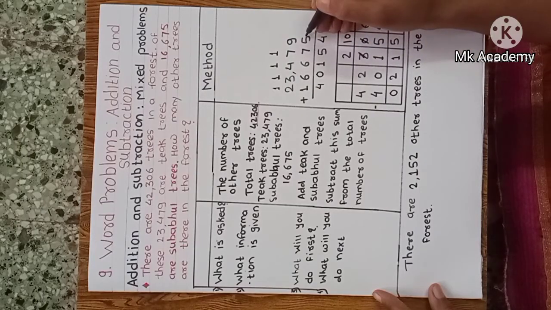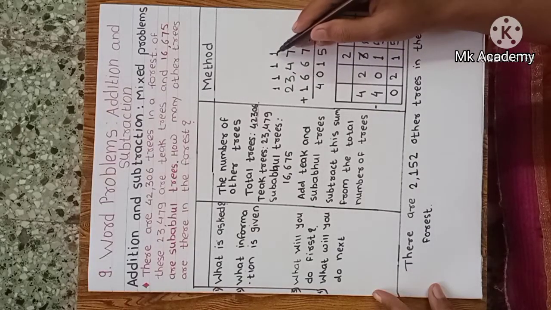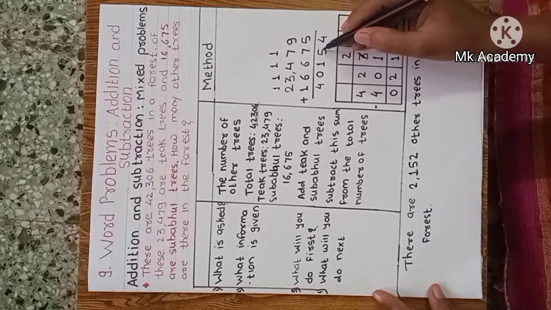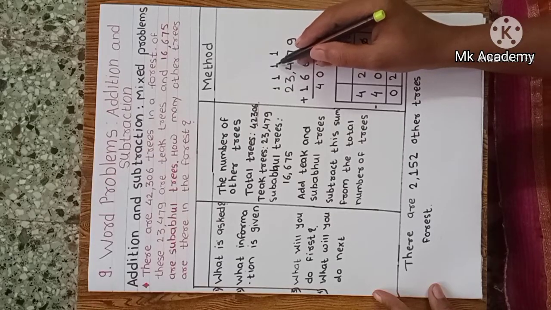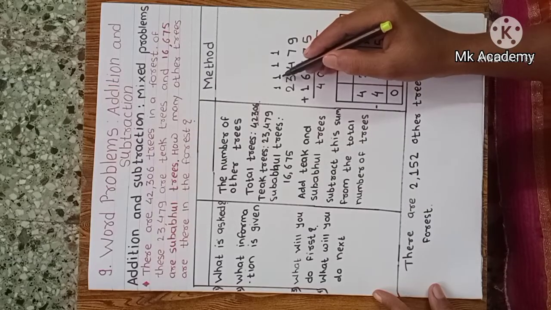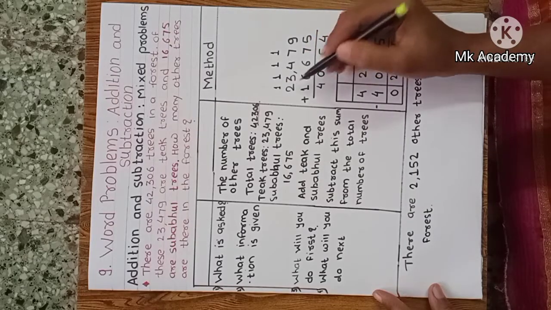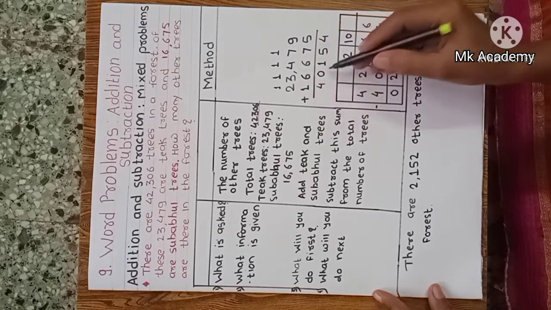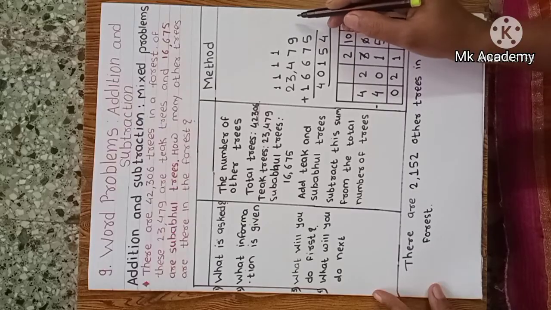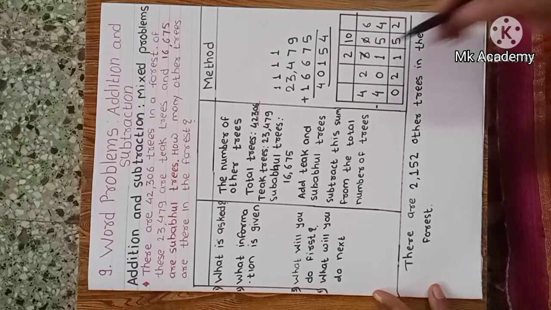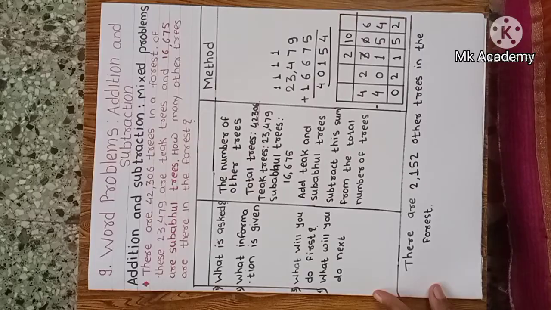9 plus 5, 14. Carry 1, write down 4 here. 7 plus 7, 14 and carry 1, 15. Write down 5, carry again 1 here. Now 1, 4, 6, 11. Write down 1 here and carry 1. 1, 3, 6, 10. Carry 1, write down 0 here. 1, 2, 3, 4. Write down 4 here. Means if we add teak trees and subabul trees, we get 40,154.